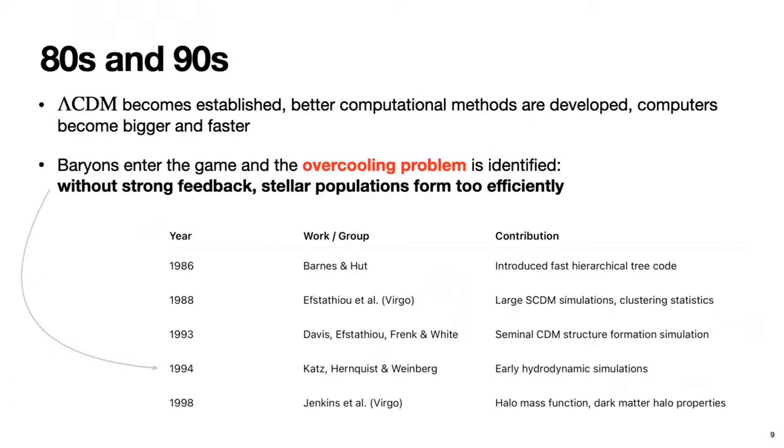Here it is. So in the 80s and 90s, there start to be measurements of anisotropies from the CMB, and also people start to do simulations with gas, with baryons, so N-body plus hydrodynamic simulations. And quickly, people start to realize that there is this overcooling problem, that if you just let baryons fall into the gravitational potentials of the dark matter halos and form stars according to simple recipes, they form stars way too quickly compared to what you observe.